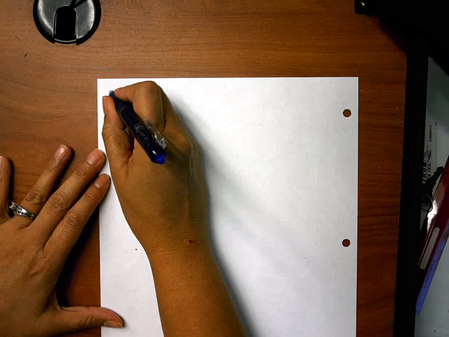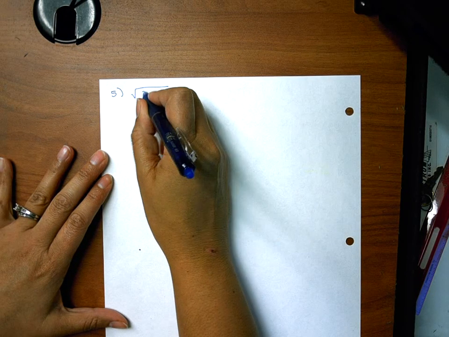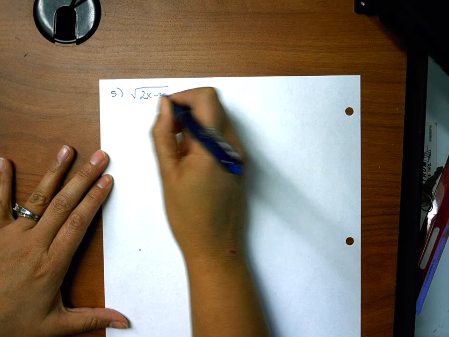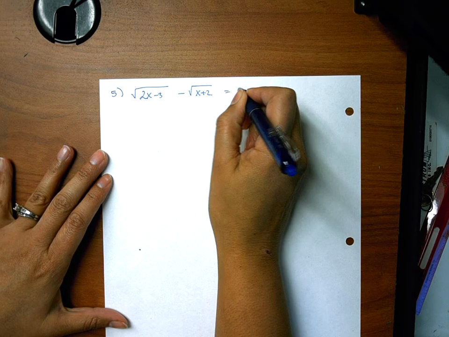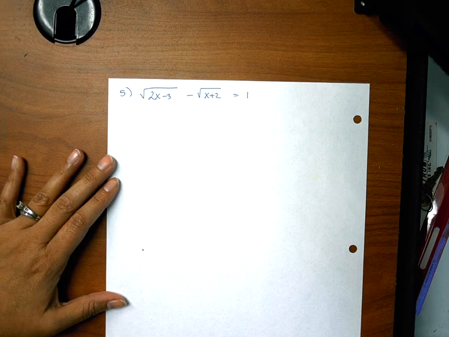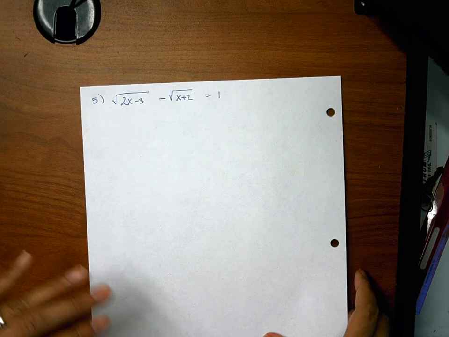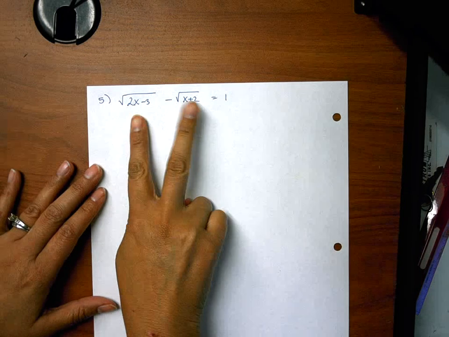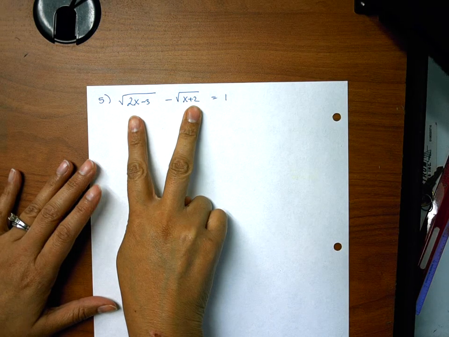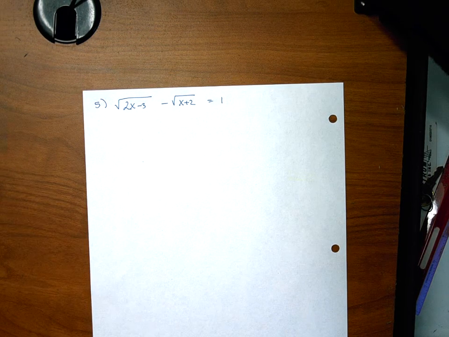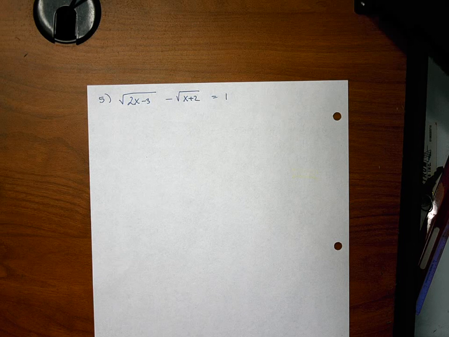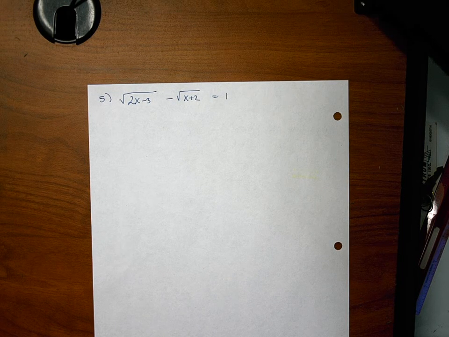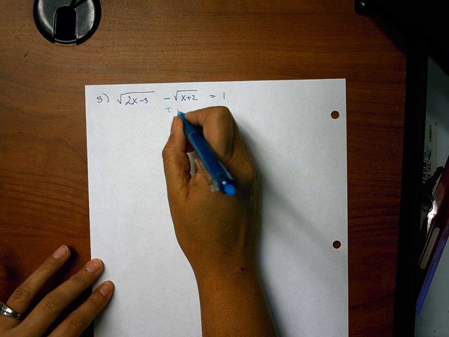Number 5. Square root of 2x minus 3 minus the square root of x plus 2 equals 1. All right, this is similar to the last one in that there's 2 radicals, but they're the same size. It's not like the last one was itty bitty, a little bit smaller. When they are the same size, pick one. It does not matter which one you move.